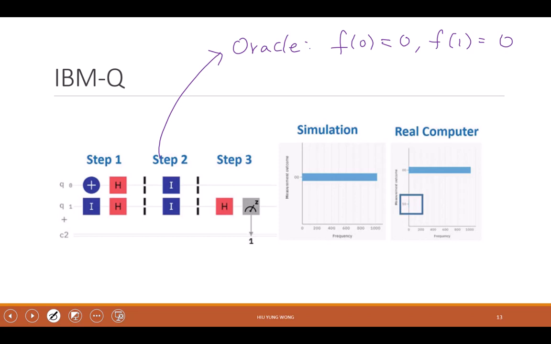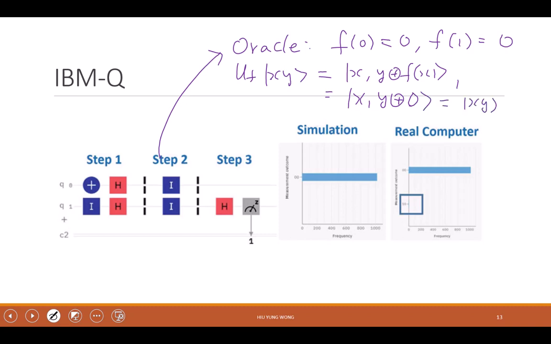If you apply U to x, y, it is going to give you x, y exclusive-or f of x. Then f of x is always equal to 0, so this is always x, y exclusive-or 0, which is just x, y. Then it means that it's just an identity gate. So this special case is equivalent to a quantum oracle that implemented this type of function.